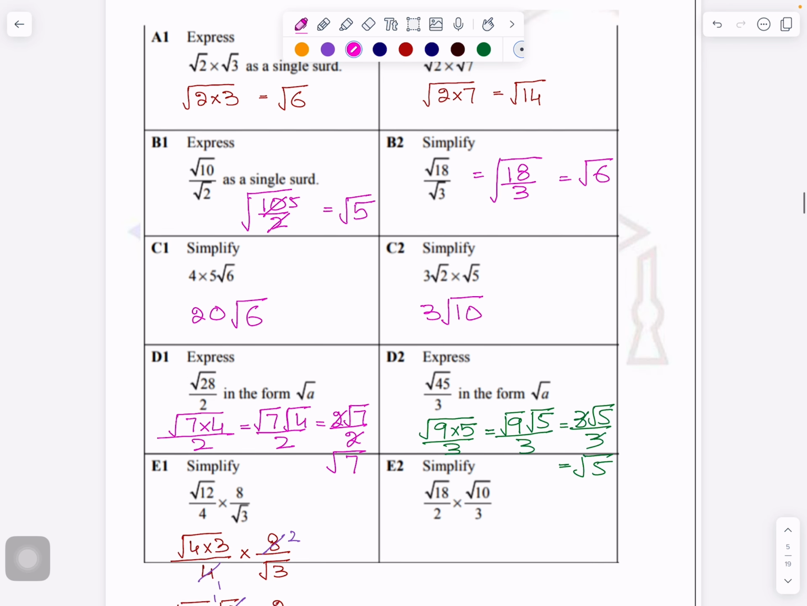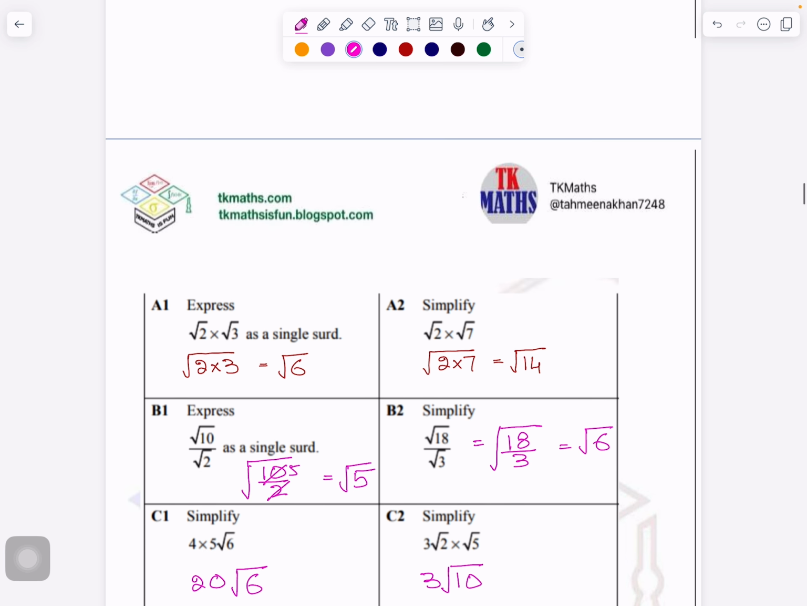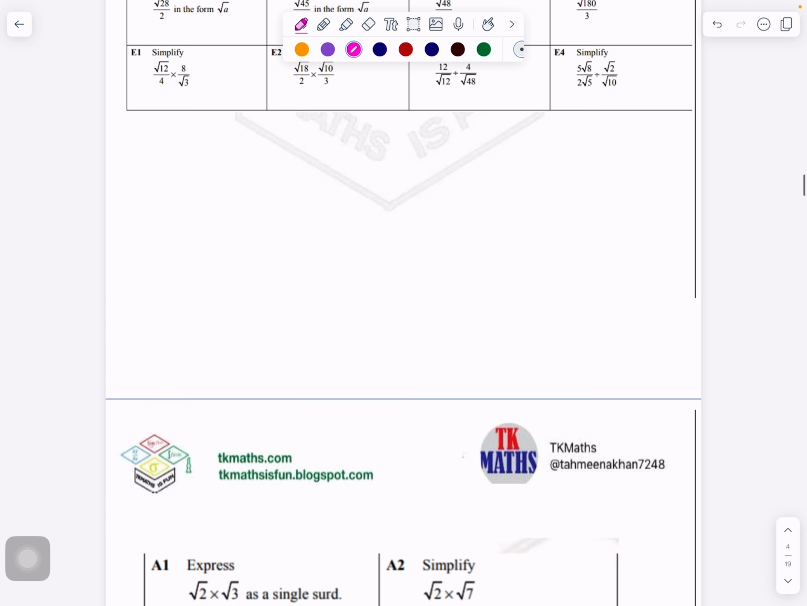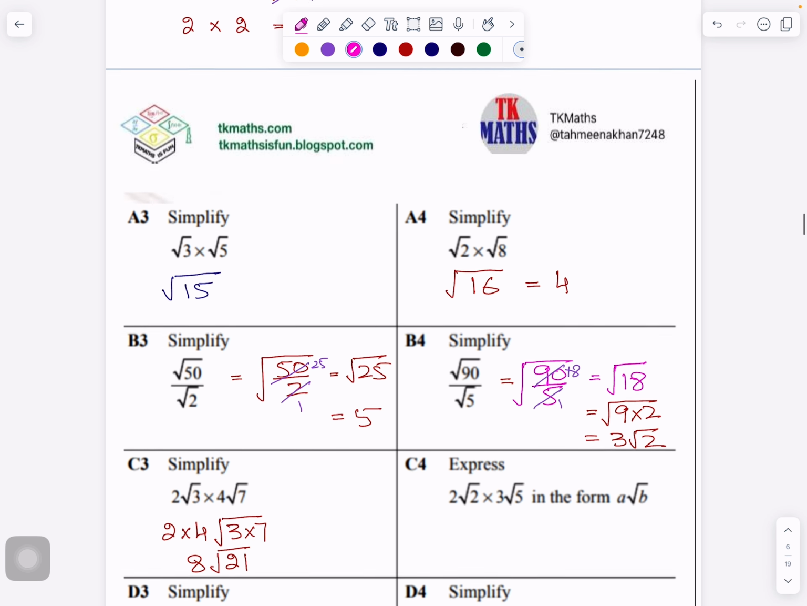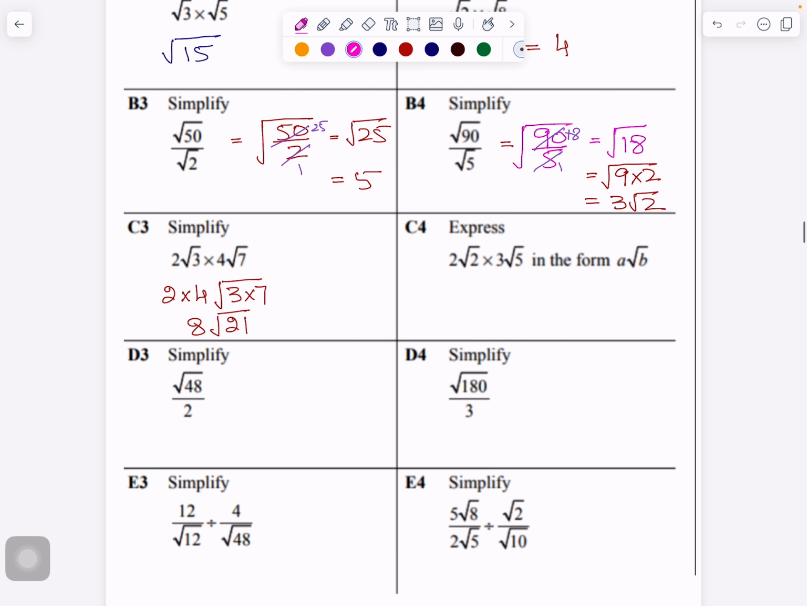So here are the solved solutions of a few parts. The last part I have not solved, rather I have just solved it above here. Part number 6 was the same thing, so I am not solving it here again. And these were 3 more. So I am solving the last 4 parts in front of you.